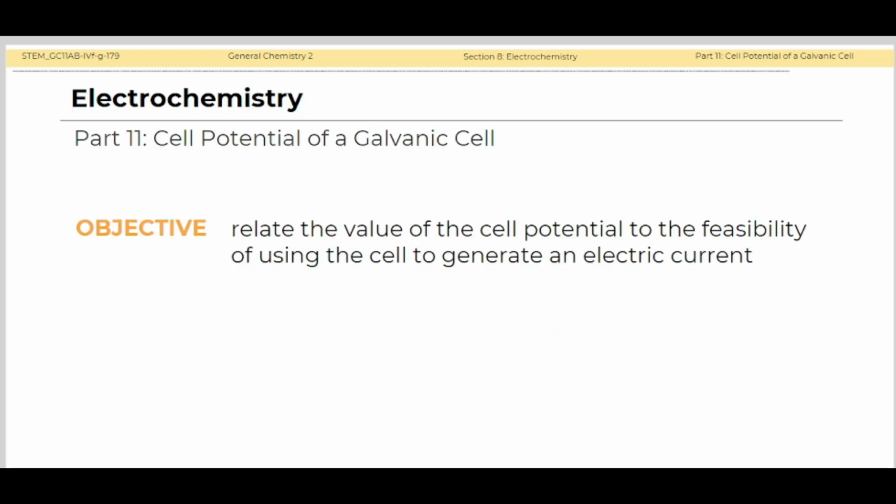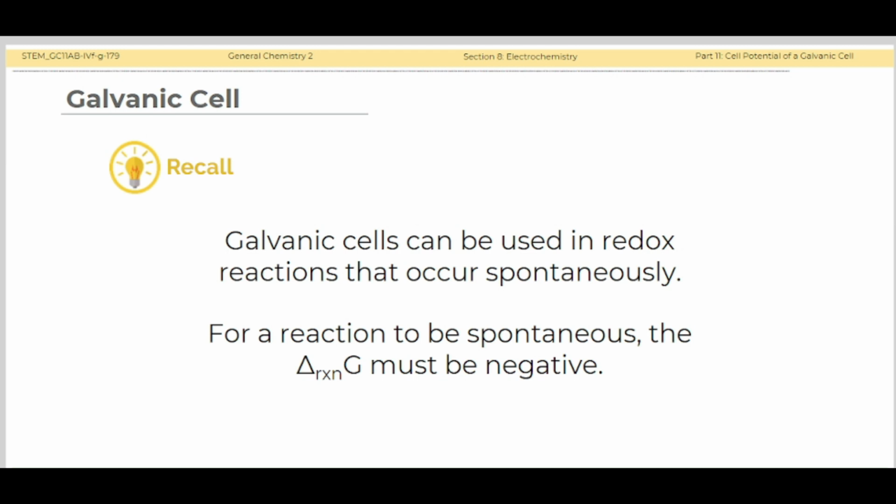Let's begin. In this lesson, we will relate the value of the cell potential to the feasibility of using the cell to generate an electric current. Recall, galvanic cells can be used in redox reactions that occur spontaneously. For a reaction to be spontaneous, the Gibbs free energy of reaction must be negative.